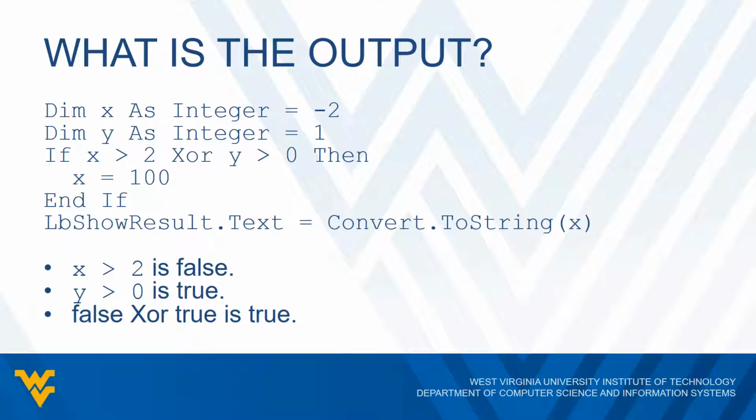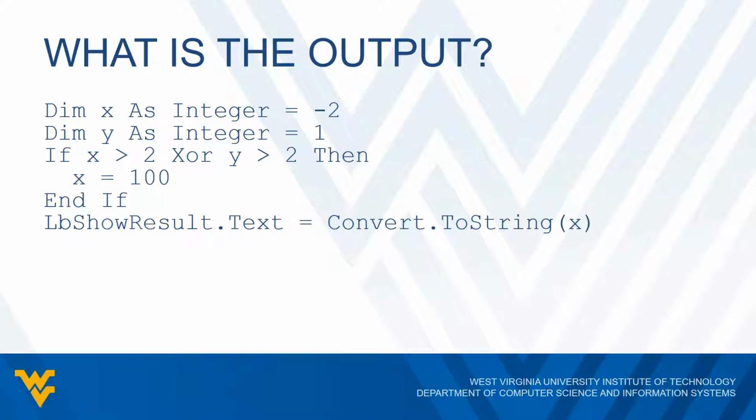So here we have false exclusive or true. Since exactly one of the conditions is true, that means the whole thing is true. So we will go inside the then portion of the if-then statement, set x to 100. So that means we're going to store 100 in our label text. Therefore, the output is going to be 100.